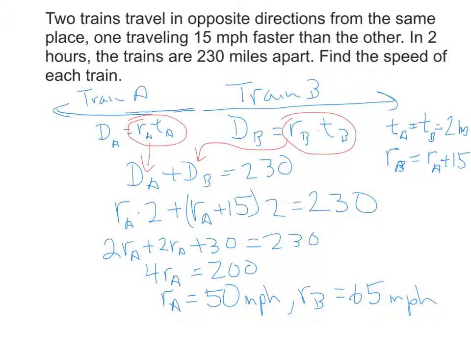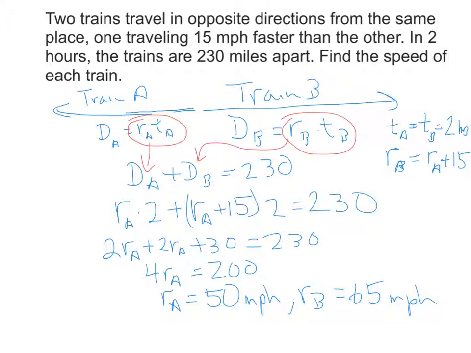Now, let's see if that makes sense. If you go 50 miles per hour for 2 hours, that's 100 miles, and 65 miles per hour for 2 hours, that's 130 miles, and 100 miles and 130 miles is a total of 230 miles.